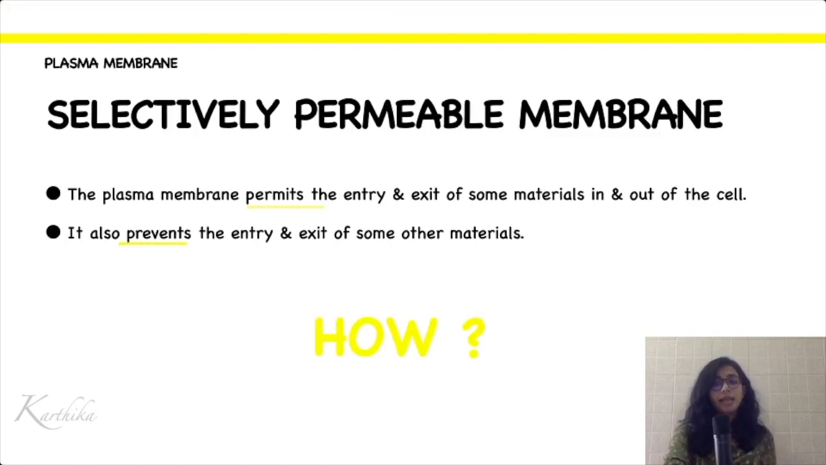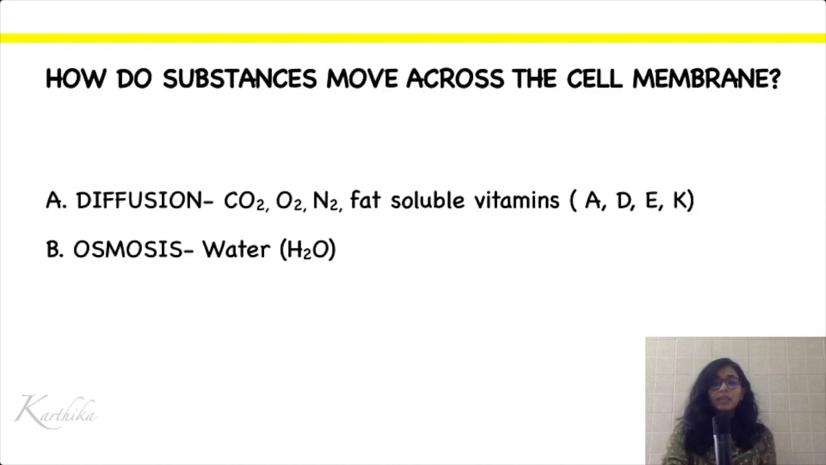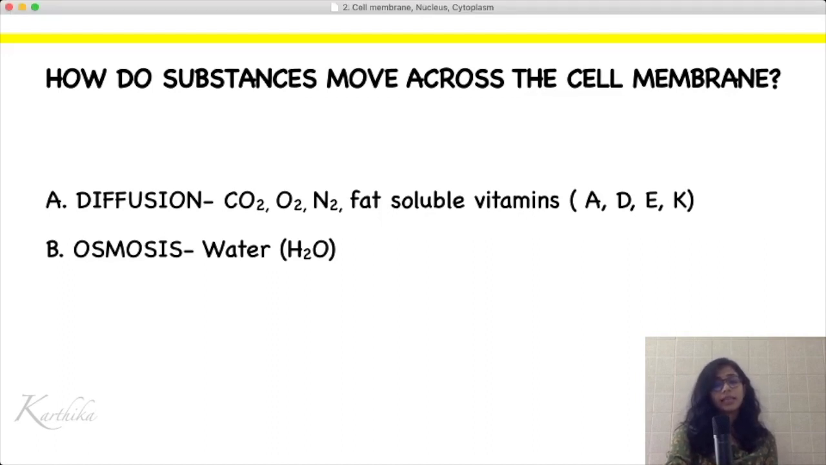So how does this happen? How do substances move in and out of the cell? Through the cell membrane, there are two ways. One is diffusion, and in that also there are subtypes, but firstly it's diffusion. Simple diffusion happens in the case of gases like carbon dioxide, oxygen, nitrogen, and certain fat-soluble vitamins like A, D, E, K, right? And when water moves through semi-permeable membranes, we call the process of diffusion in this case osmosis.